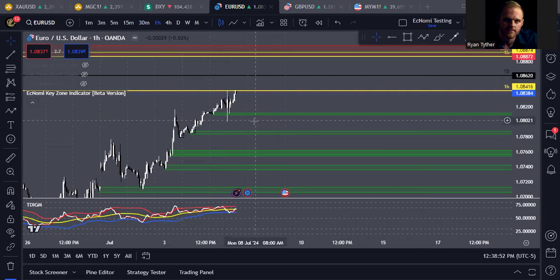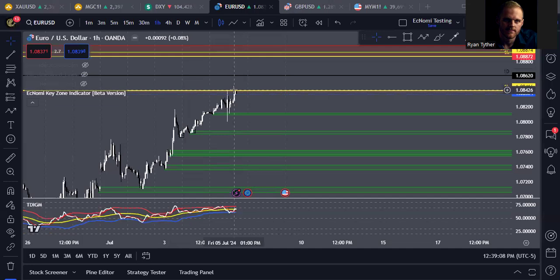So the simple concept is this. If you want to be looking for buys, you need to wait for price to go down, right? You don't want to be buying when price is high. Never buy high and sell low. Always buy low and sell high.